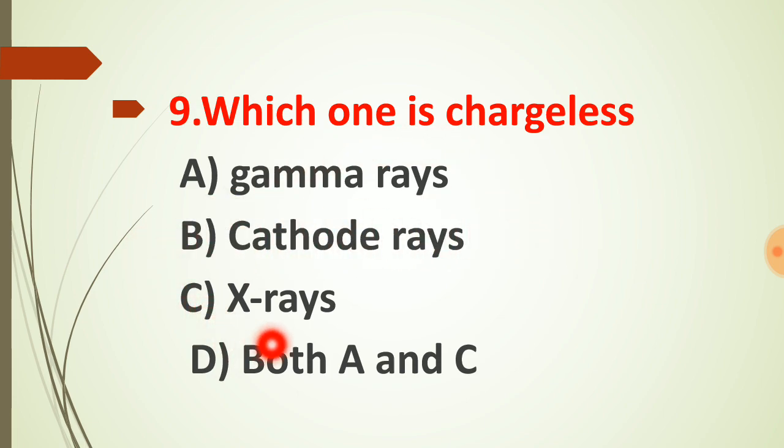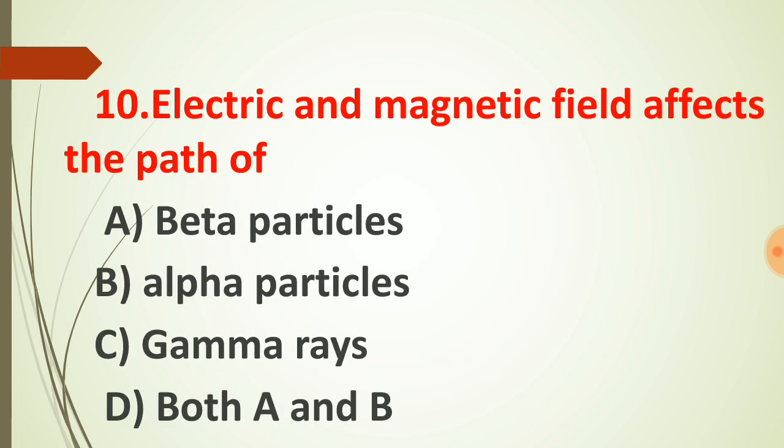So option choice D is the correct answer here. Gamma rays are also chargeless and X-rays are also chargeless. Cathode rays are electrons. They are charged particles, but A and C are chargeless. So option choice D is the correct answer for question number 9. Now let us move to question number 10.